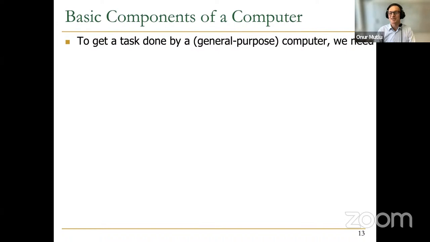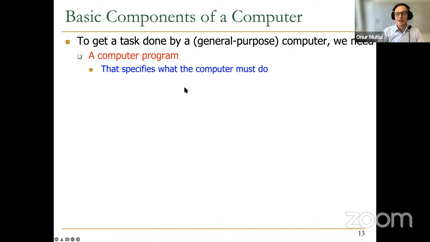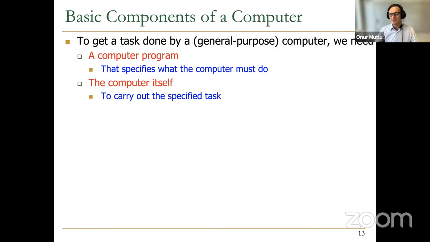So to get a task done, we need a computer program, clearly. That program needs to execute. And a program is essentially a list of instructions that specifies what the computer must do, right? And the computer itself carries out the task specified by the program. And clearly, a program is written based on an algorithm. And that's the transformation hierarchy, the levels of transformation we have discussed.